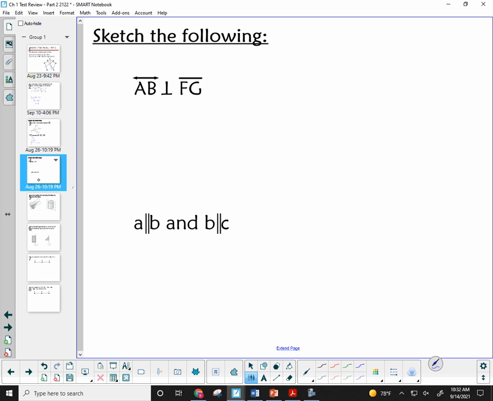All right, next one. It says line AB. Let's start with the line. Arrows on both ends. I need points A and B. It says it's perpendicular to FG. So if you remember, FG really can be anywhere along AB there. I can do it up or down as long as it's intersecting to be perpendicular.